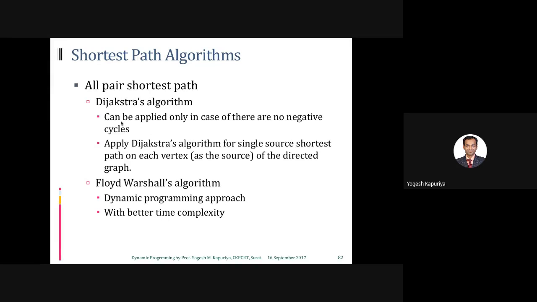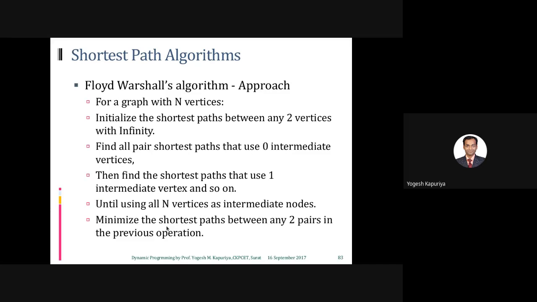Obviously, what we have discussed till now is that Dijkstra's algorithm can be applied only when there is no negative weight cycle. This is a better approach using Floyd-Warshall, another algorithm by Floyd and Warshall. It is based on the dynamic programming approach, and it's an iterative approach. So there is basically a loop, and it has a better time complexity compared to the other one.